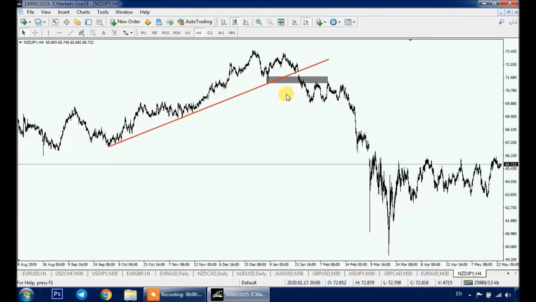Rule number 6, on H4, H1 and lower time frames, trend lines act as trigger. We wait for a break above or below our last swing standing to buy or sell.